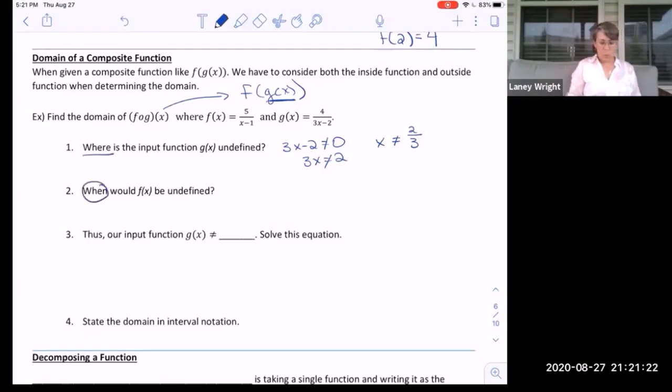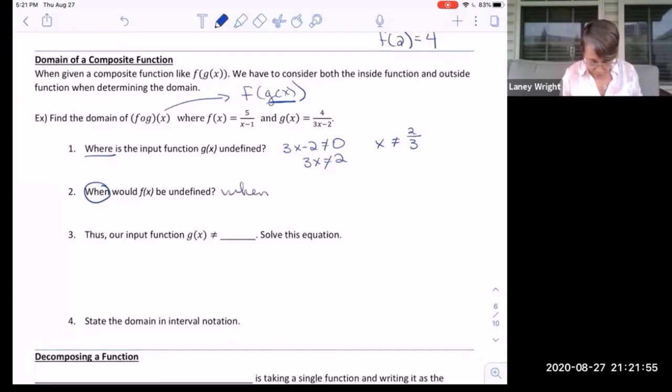And then the second one asks us, when would f of x be undefined? It would be undefined when our input is 1. In other words, that x value can't be 1. So what that means to us is our input function, g of x, cannot equal 1. If g of x equals the number 1, then f of x would not be defined. Okay? So let's solve that equation.